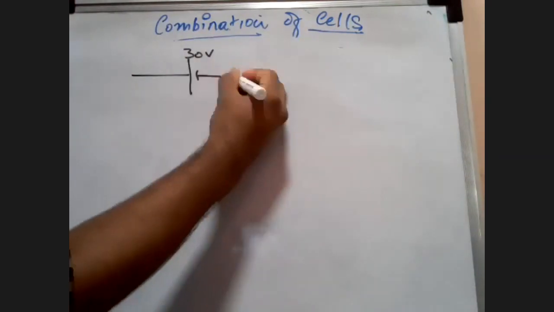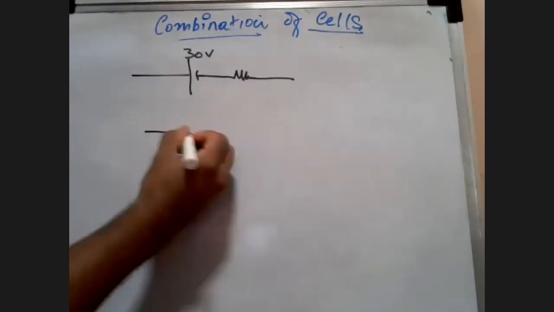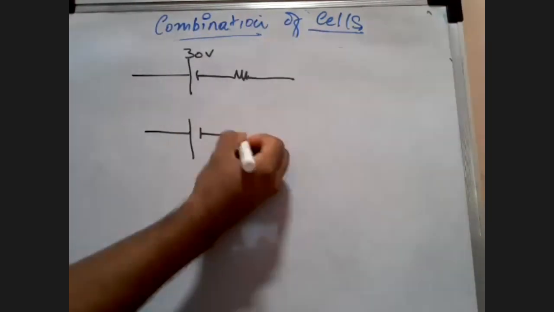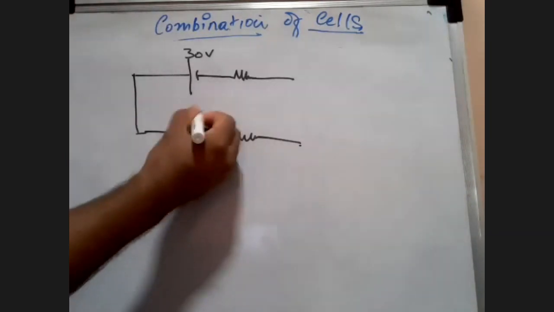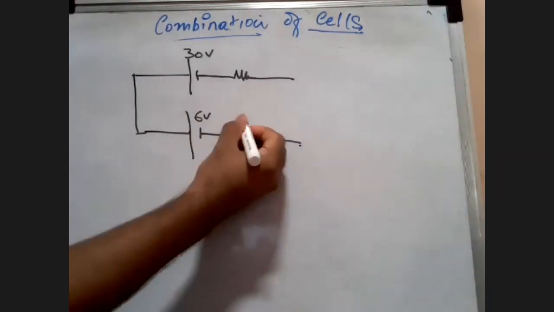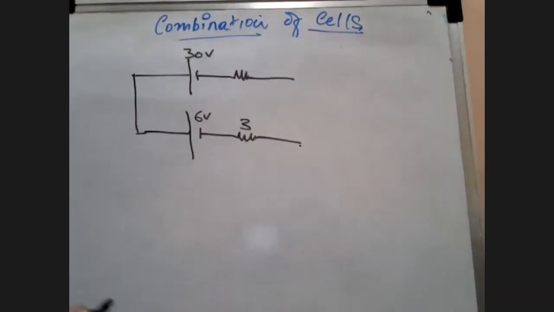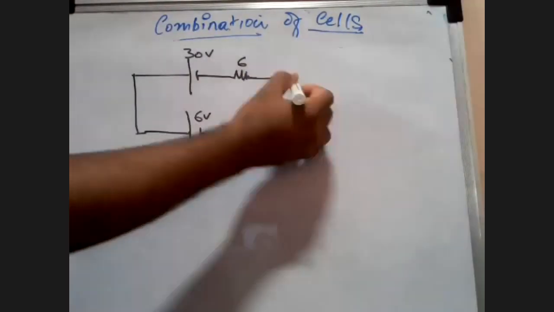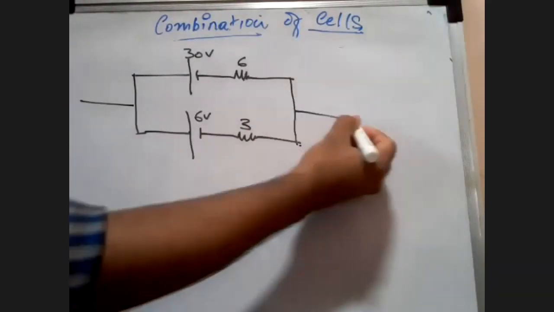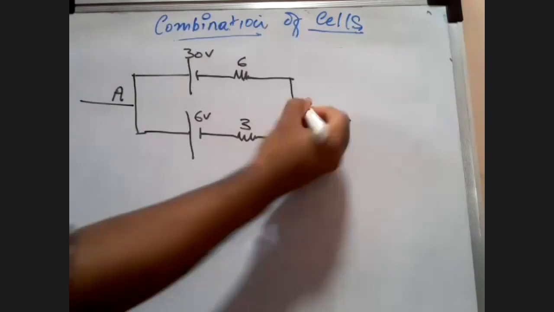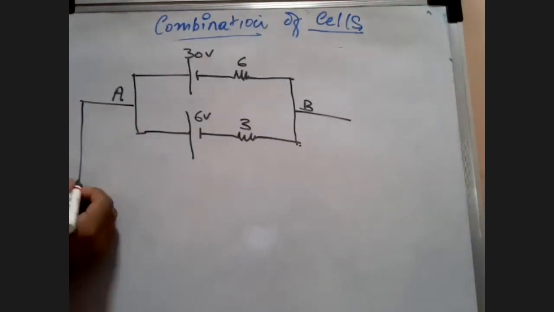Let's go to the next sum. Let's say this is 30 volts. This is the internal resistance of the battery. This is another battery with an internal resistance. Let's say this is around 6 volts. The internal resistance of this is 3 ohms, and the internal resistance of the upper one is 6 ohms. If I want to find out the potential between these two points, A and B, when a 5 ohm resistor is connected across it.